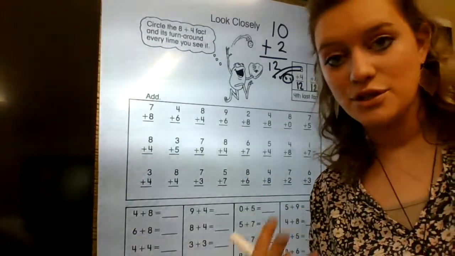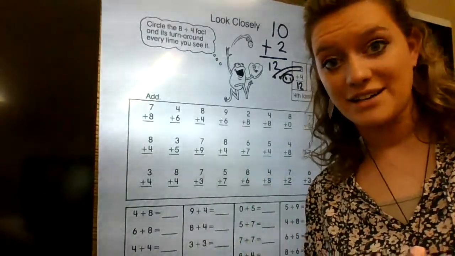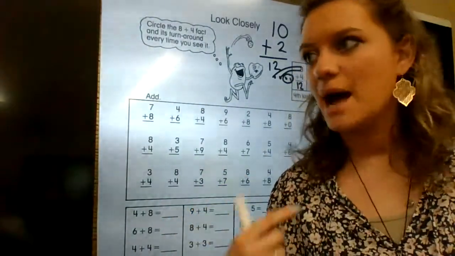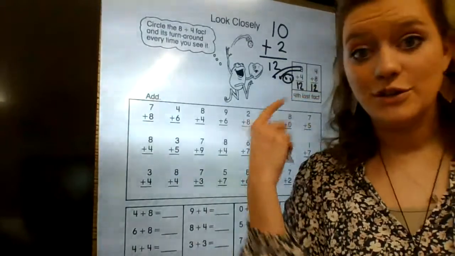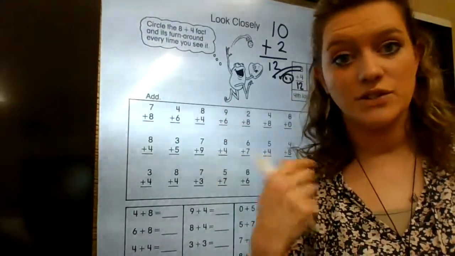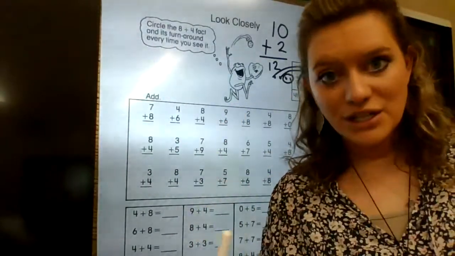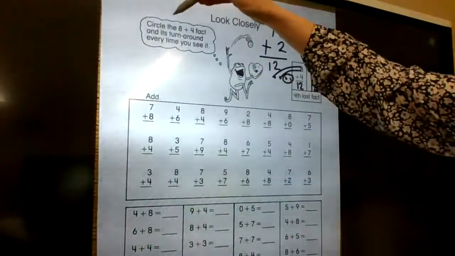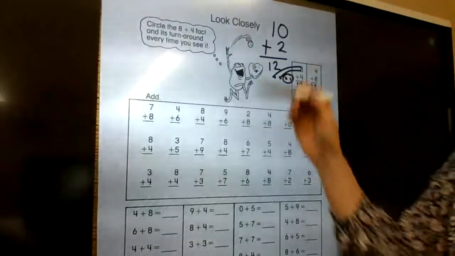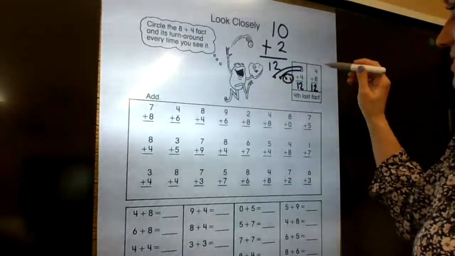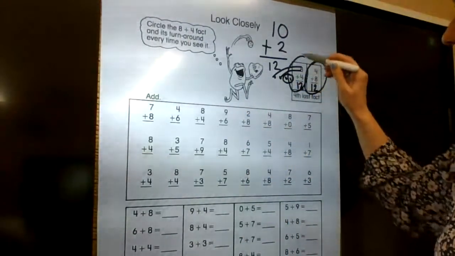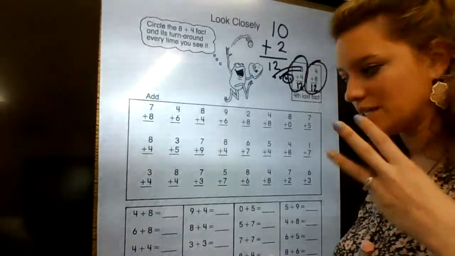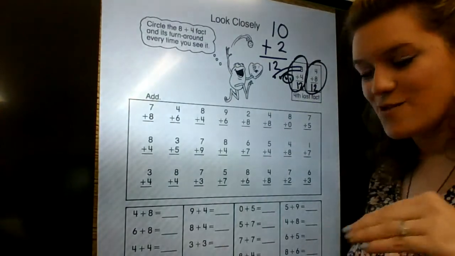There's tons of examples. You don't have to write the related fact on this side. This side is whatever strategy works best for you. If it's counting up, if it's using a 10 frame, if it's using the new strategy we talked about today, if it's using touch points, whatever works for you, go for it. All it wants us to do on this side is to circle the 8 plus 4 facts and the turnaround, the 4 plus 8, every time we see it. So let's do 3 problems together, and then I will let you finish for the day.